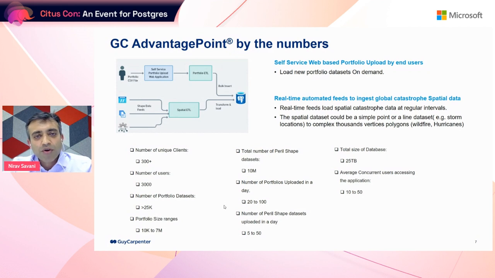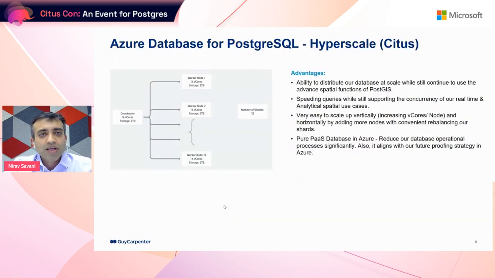In fact, when we started, we used to run on a single monolith database, but very soon we realized that we needed the ability to scale differently. So that's when we considered Postgres Citus. We are on Azure, so we use the PaaS version of Citus, which is Azure Database for Postgres Hyperscale.